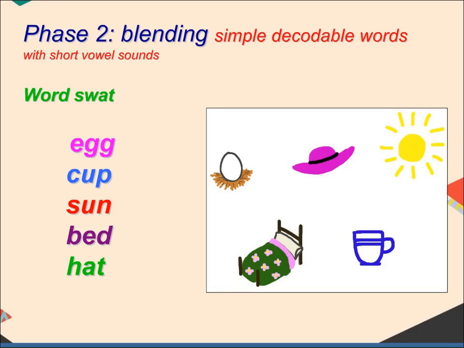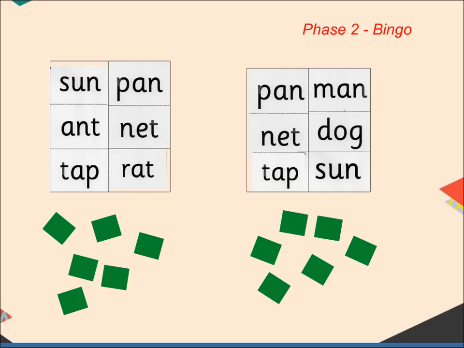Another one, once they've mastered, say, 20 or so of these simple decodable words, you can play bingo, which they absolutely love. So let's try and make phonics fun and exciting. You can see here are two different bingo boards. They could play it in teams or pairs, or you might want to give them individual ones. You can make a set of these and laminate them, which is why I've shown it to you like this, because here you can see these little pieces of card.